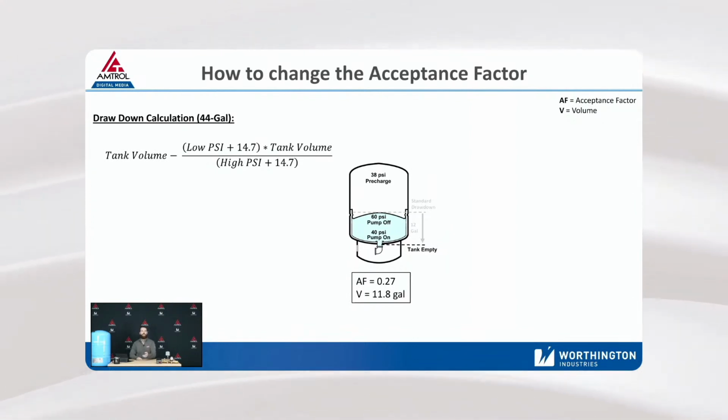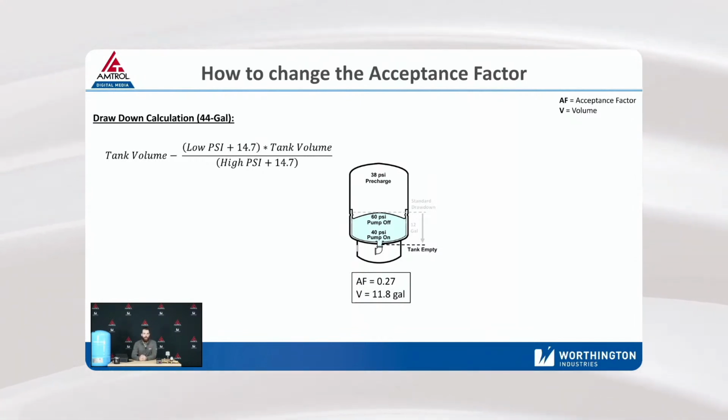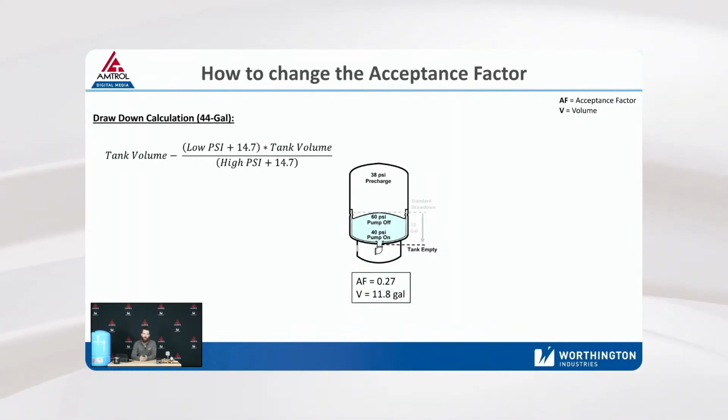This is how you can change the acceptance factor of your tank. And what I mean by that is how we can take a tank that normally would hold 11.8 gallons at 40 to 60, and we can increase it to maybe like 17 gallons if we just lower that pre-charge a little bit. We call it supplemental drawdown.